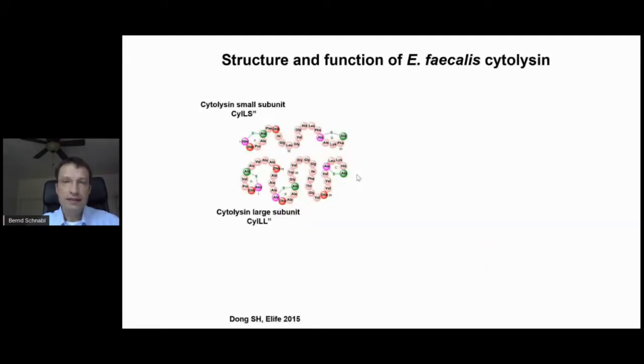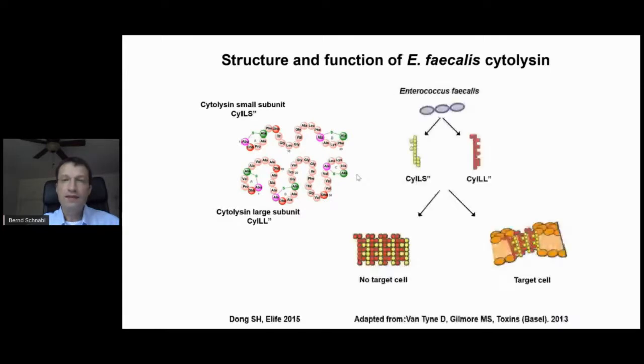So what is cytolysin? Cytolysin is a very small toxin, about 5 kilodalton. It has a small and a large subunit, and it is secreted by Enterococcus faecalis. Specifically, it's encoded by 2 different genes. If there is no target cell around, these subunits form multimers and they are getting inactivated. However, if you have a target cell around, these subunits can form what we currently believe are pores in the bacteria, but also in mammalian cells.